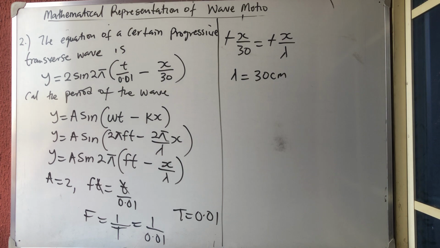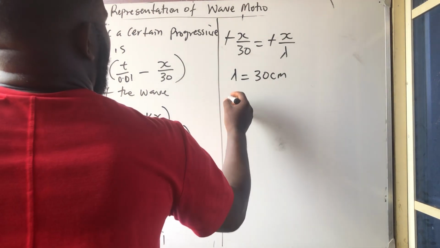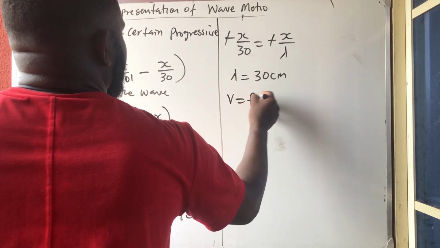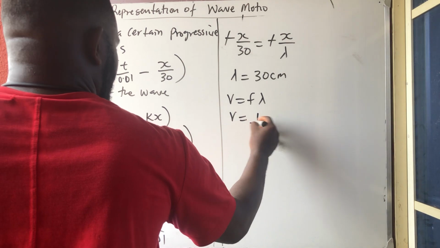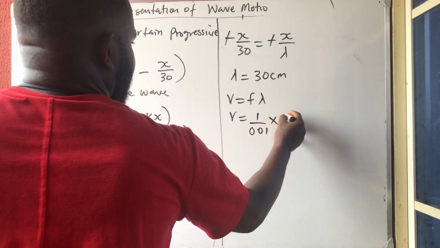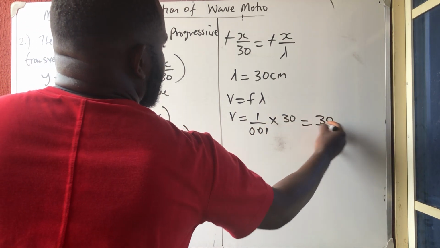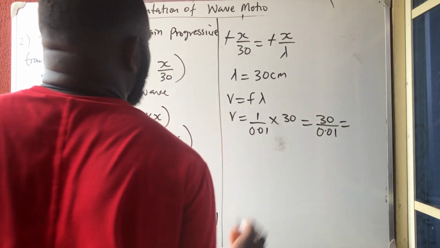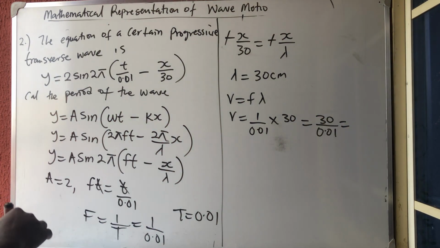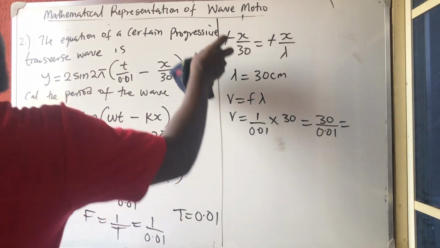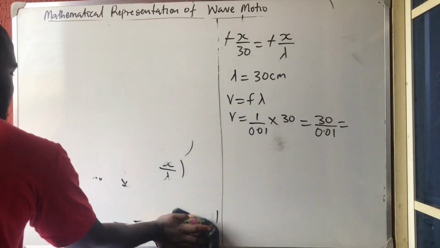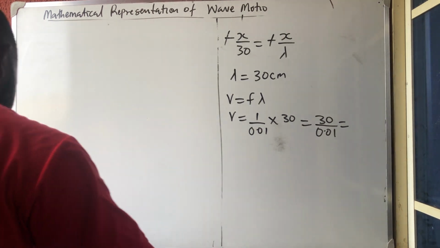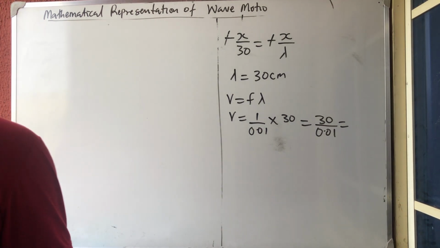So for me to get my velocity, I'll have that the speed is equal to f lambda. So velocity is equal to what? My f is 1 over 0.01 times 30, which is 30 divided by 0.01. So you get your answer as the velocity. So that is that. You see, this is a very simple calculation. Just by comparison, you get your answer.